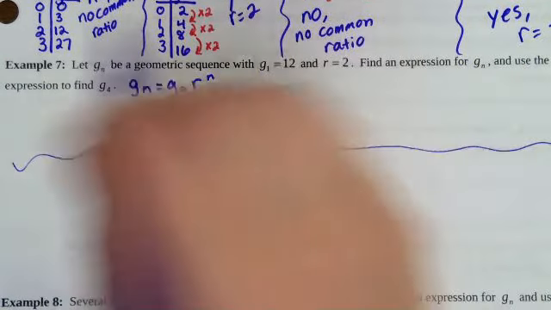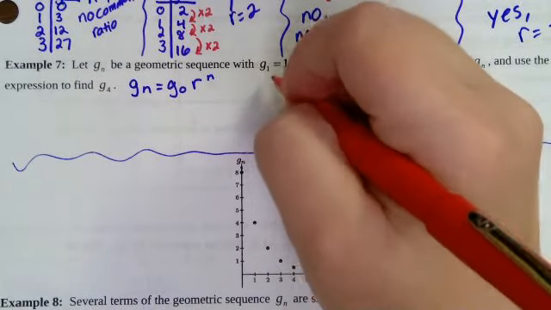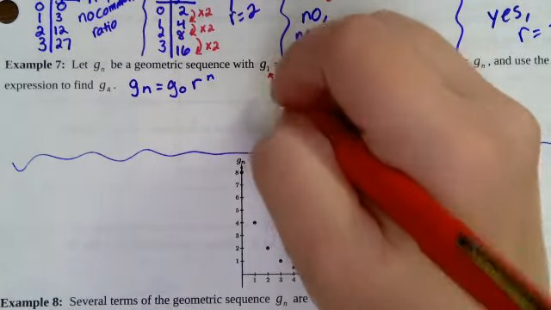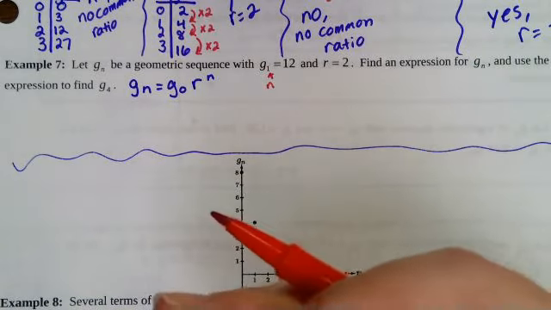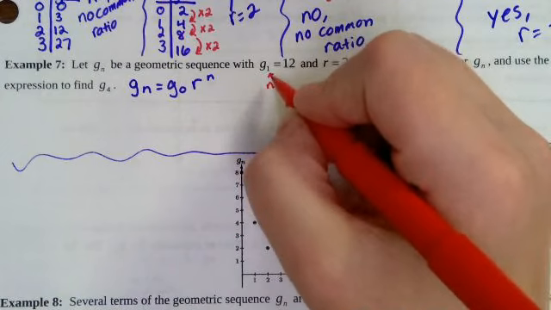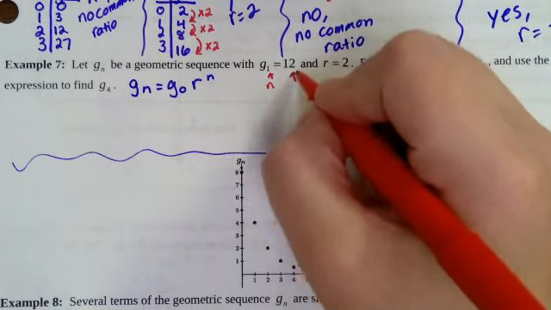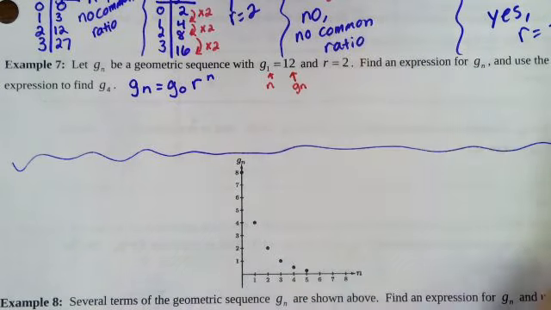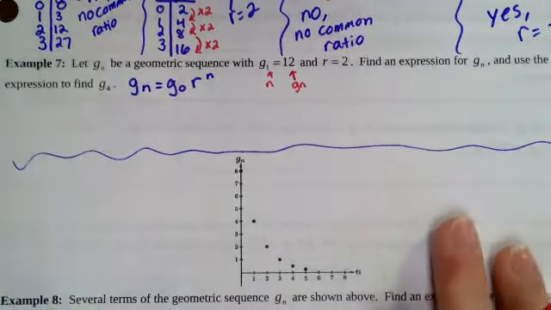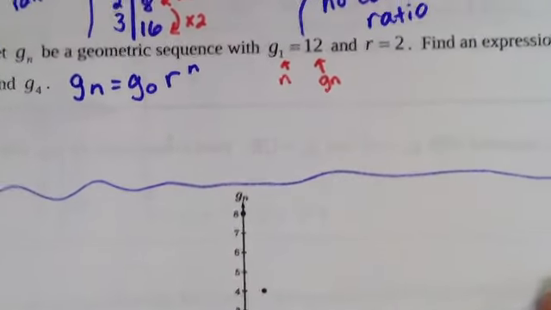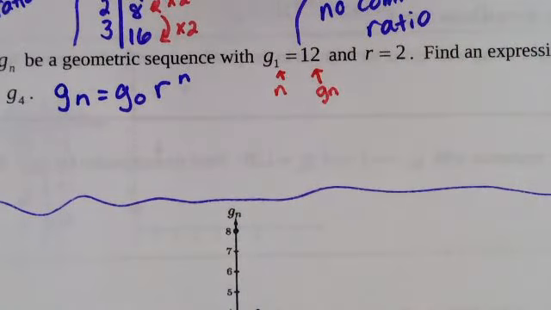I do have a random term. So we have this guy right here. For the purpose of this problem, I'm going to let this little subscript be the n so that we can represent this as G sub n. So I'm going to let G sub 1 be G sub n. So G sub n is 12. So n is 1, G sub n is 12. I'm going to zoom in a little bit so you can see a little better. They've also told me that the ratio is 2.